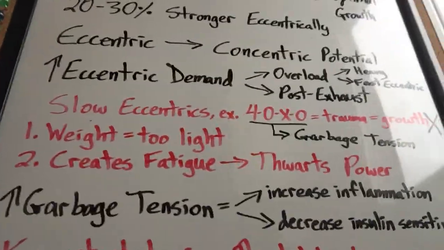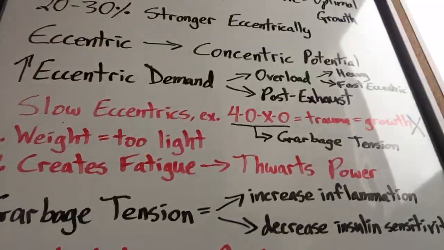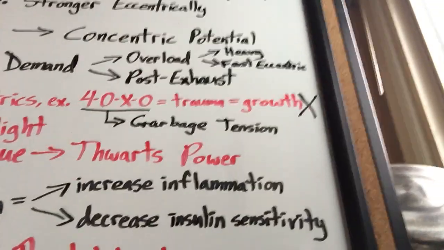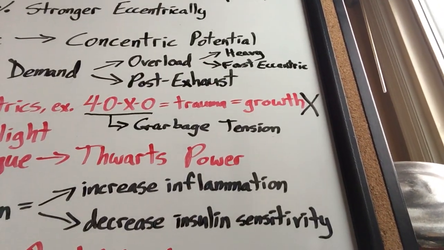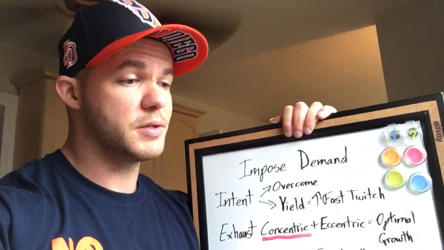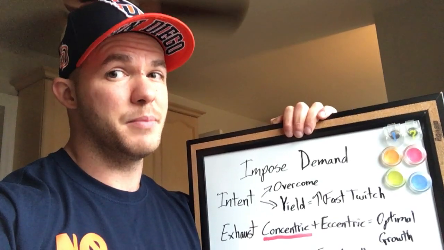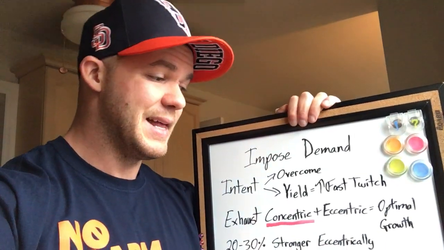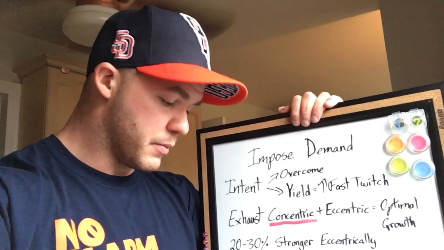Now, if you do accumulate a lot of garbage tension by following those stupid tempo prescriptions, what's going to happen is you could potentially increase inflammation and decrease insulin sensitivity to the muscle. What type of response will that have on building muscle and getting stronger? Probably not the best one. So that's another reason why doing it that way is not the best way.